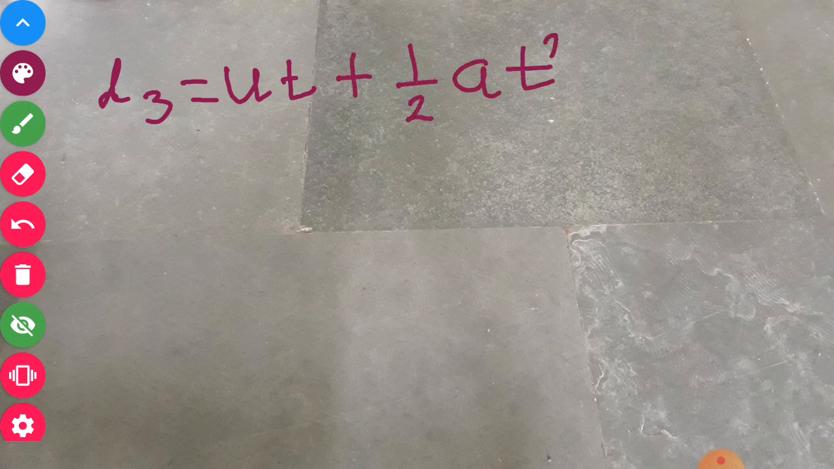Now position at t equal to 100 seconds. Similarly you can calculate d3 equal to ut plus 1/2 at square. So d3 also can be calculated. 10 is the initial velocity. Position at t equal to 100 seconds.